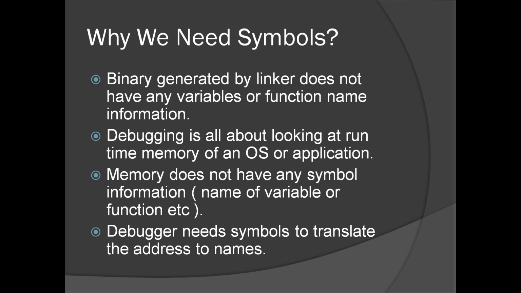It's all addresses and binaries, ones and zeros. Without the symbols, all you can see is ones and zeros. So the binary does not have any symbol information, and memory is just a mapping of the binary at the end of the day, so memory also does not have any symbol information. The debugger needs symbols to translate the address to names, or the binary to readable names.